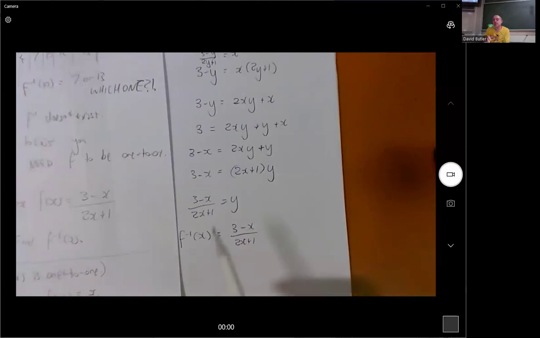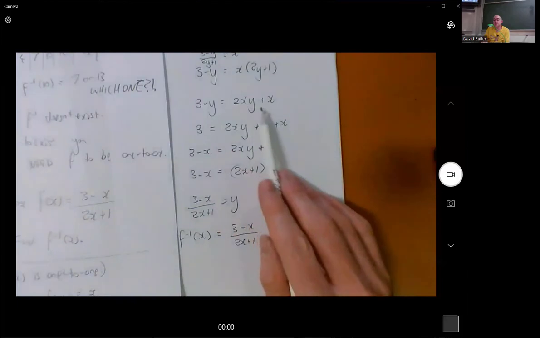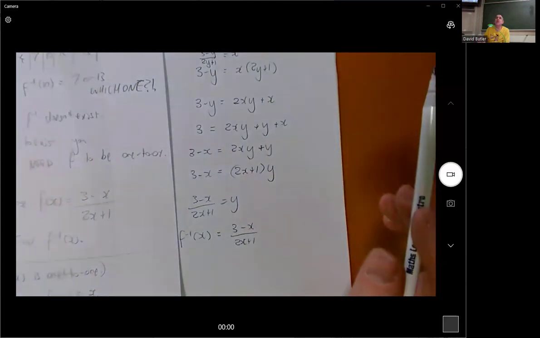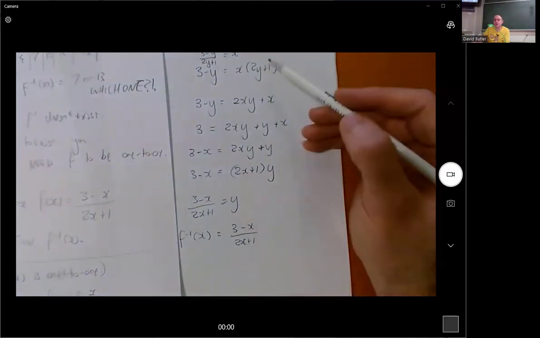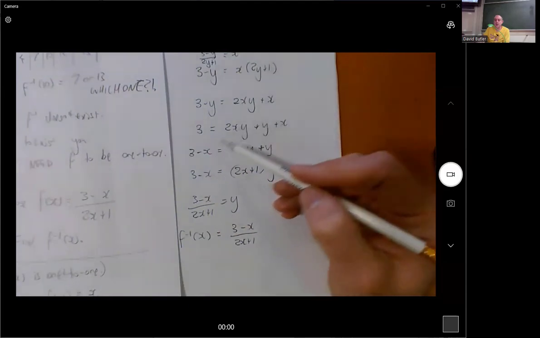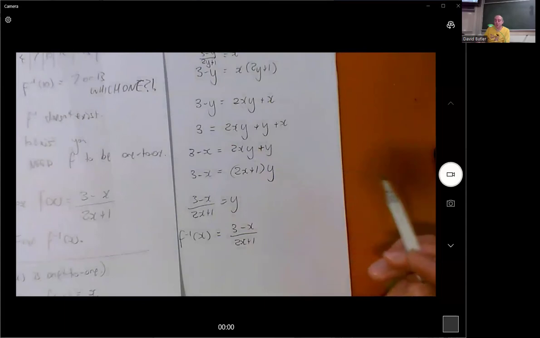So if this 1 had been not a 1 but any other number, then we would have gotten a different formula. Because if it had been like a 4, then we would have had a 4x and we would have had a 3 minus 4x. Okay, cool. I love it when that stuff happens.